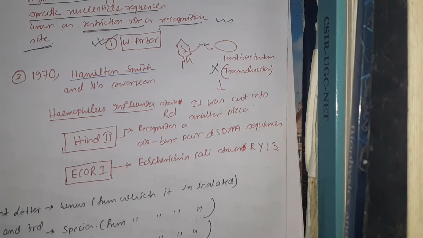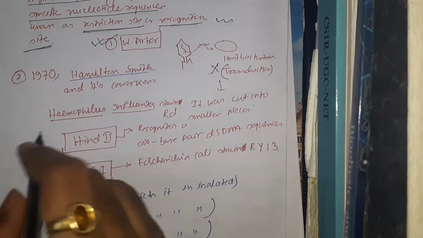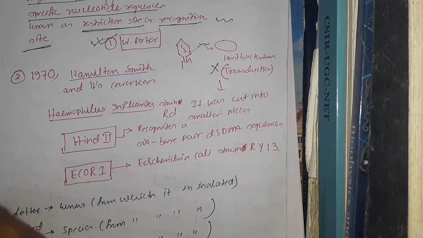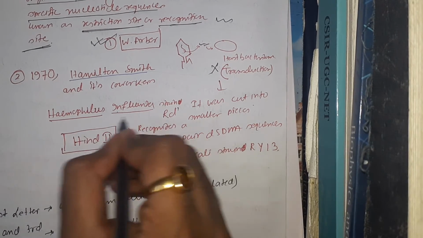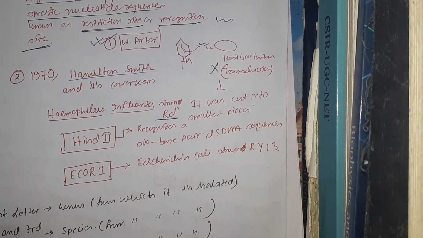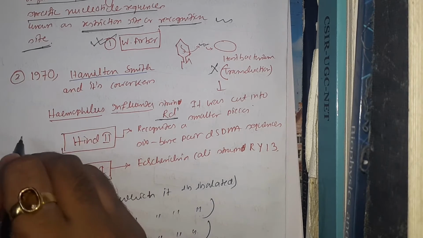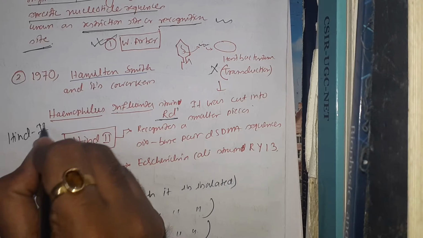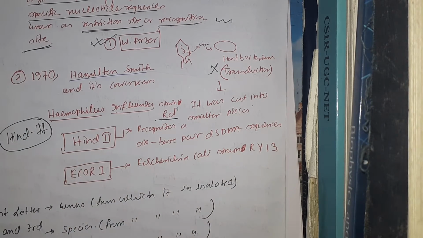Later, in 1970, Hamilton Smith along with his co-workers first isolated a restriction endonuclease from the species Haemophilus influenzae. The strain of that bacterium was Rd, and the enzyme that was isolated was HindII. Why and how it was named, we are going to talk about after some time.